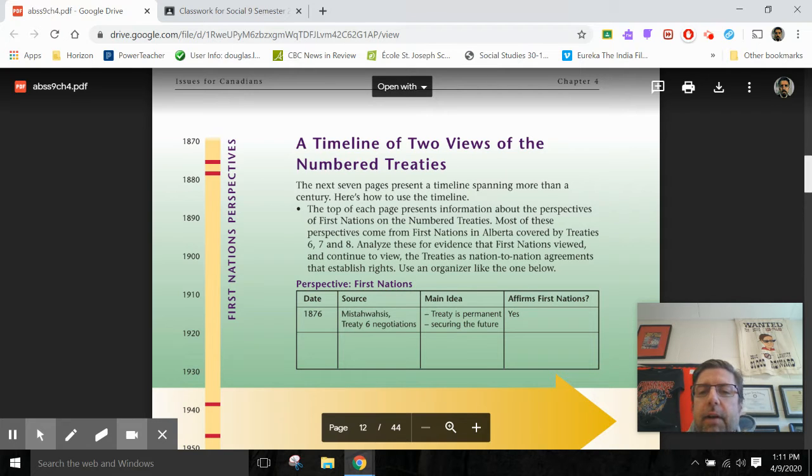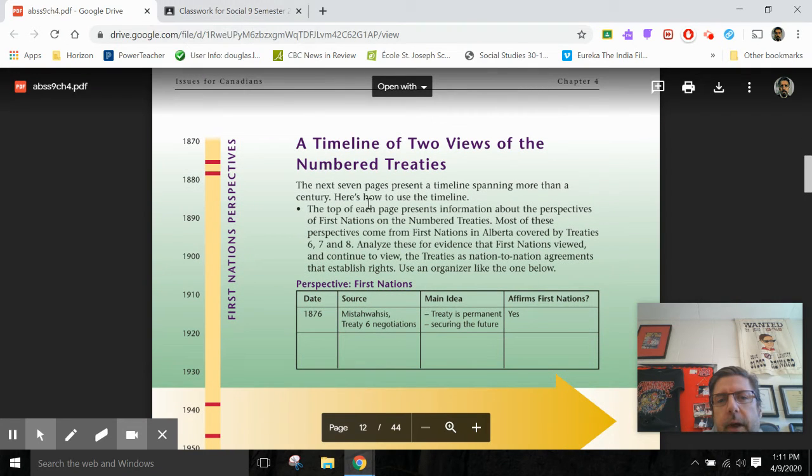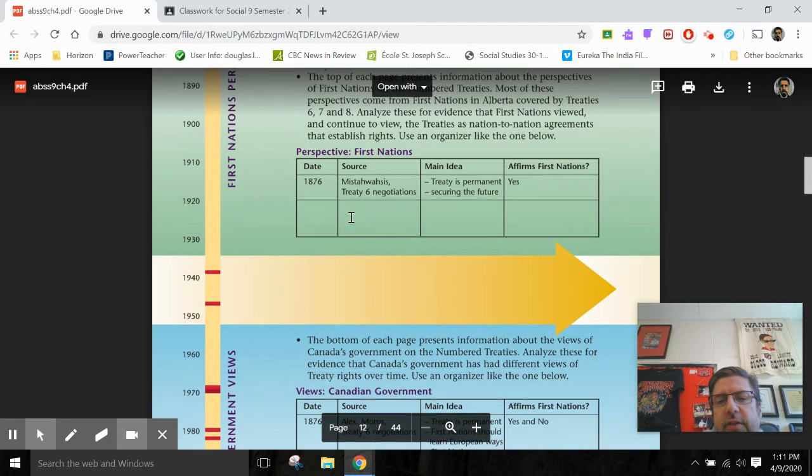Analyze these for evidence that the First Nations viewed and continue to view the treaties as nation-to-nation agreements that establish rights. Use an organizer like the one below. Now, on your worksheet, you're going to have something similar. Before I get to the worksheet, let's just look at the blue.